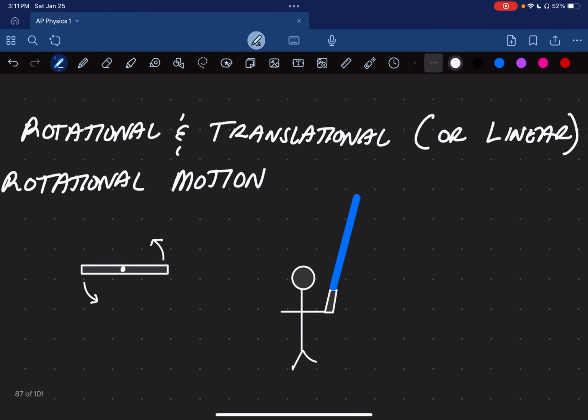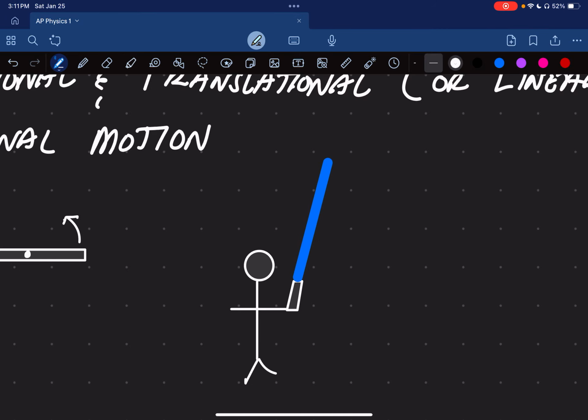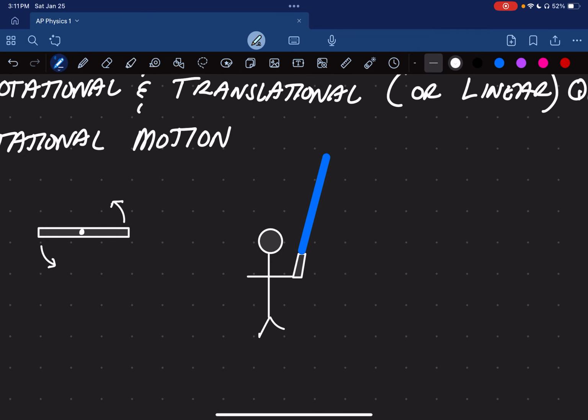So here's a picture of Obi-Wan Kenobi. If you've seen the Star Wars prequels, sometimes he'll twirl his lightsaber, and so the lightsaber will have rotational motion about an axis right here where he's holding it, and it will go around, it'll spin. Sometimes Obi-Wan Kenobi is running, and if he does both, he's twirling the lightsaber and also running, then the lightsaber will have rotational motion, but it'll also be translating, so it can do both.